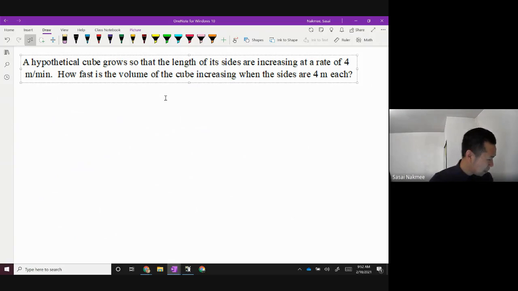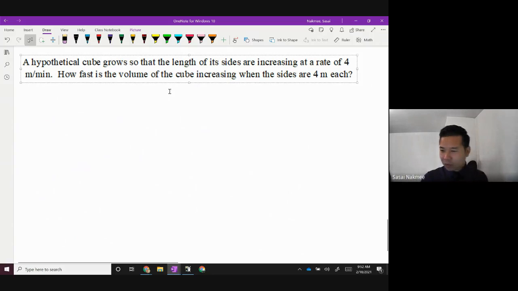A hypothetical cube grows so that the length of its sides are increasing at a rate of 4 meters per minute. You guys imagining that hypothetical cube yet? How fast is the volume of the cube increasing when its sides are 4 meters each?